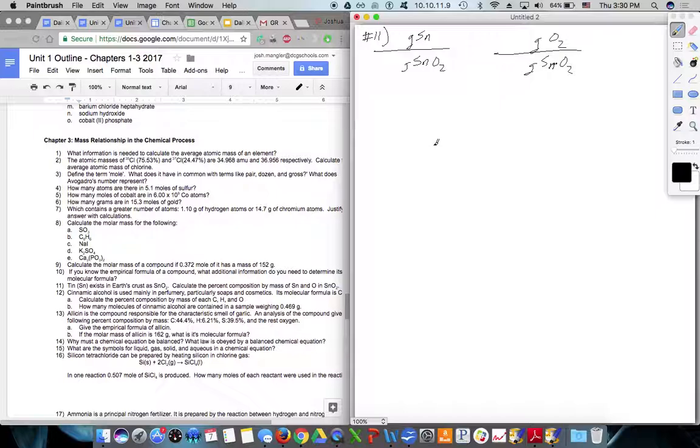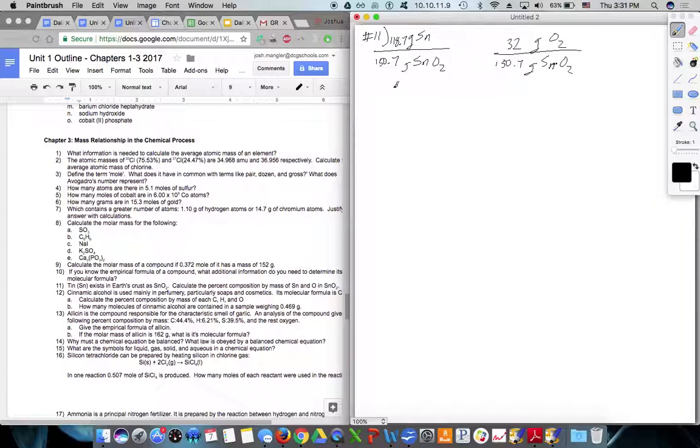The mass of the tin is going to be, from the periodic table here, 118.7. Mass of tin oxide, 118.7 plus 16 plus 16. Same thing here. Each oxygen is 16, so there's 32. 150.7. We can get our percents.